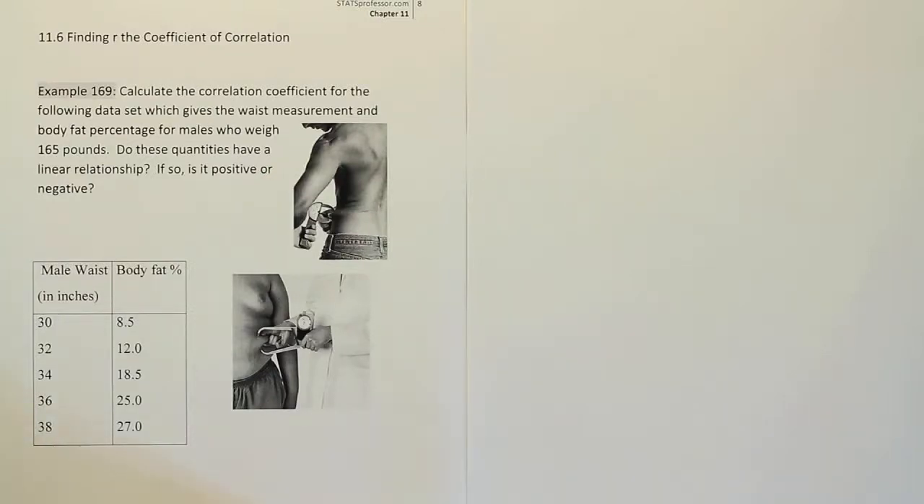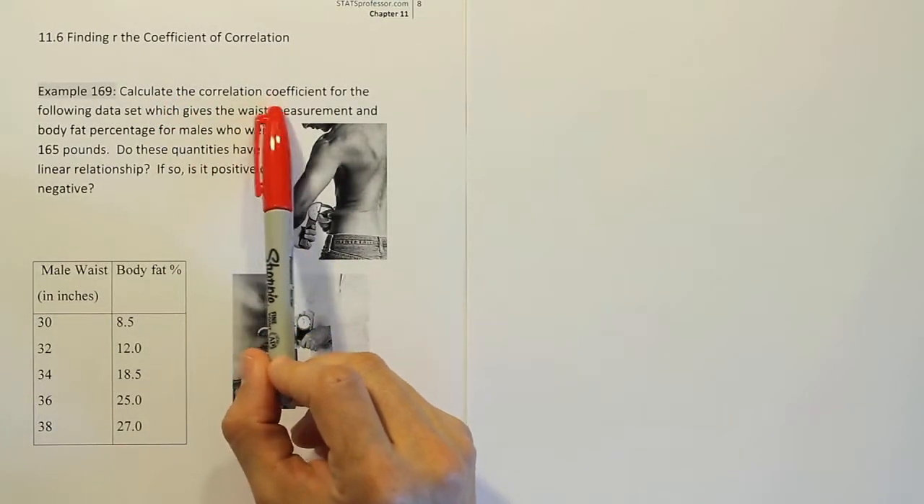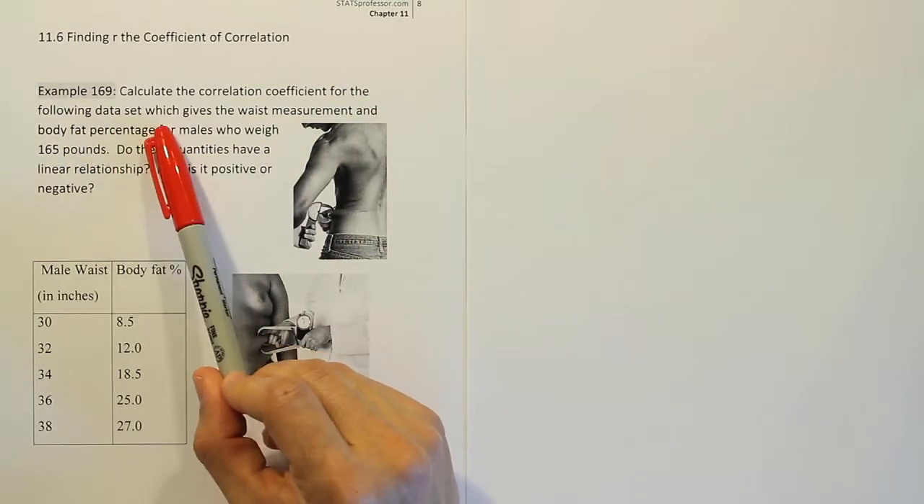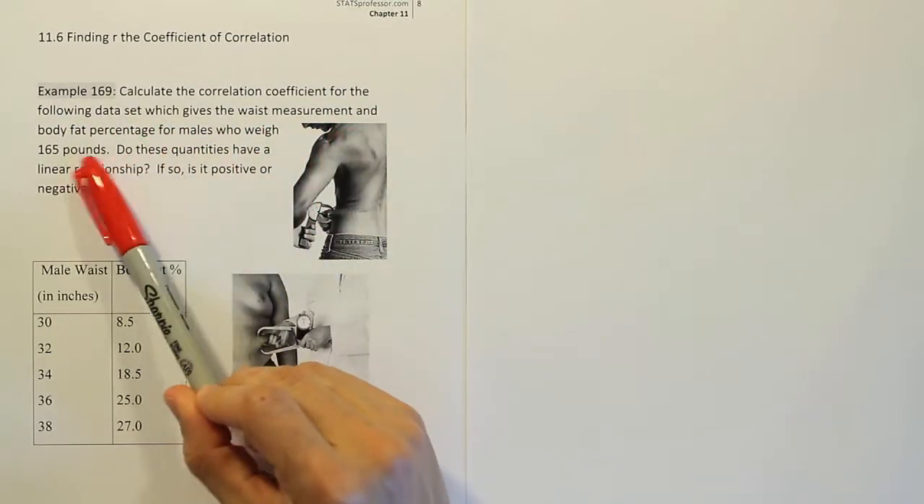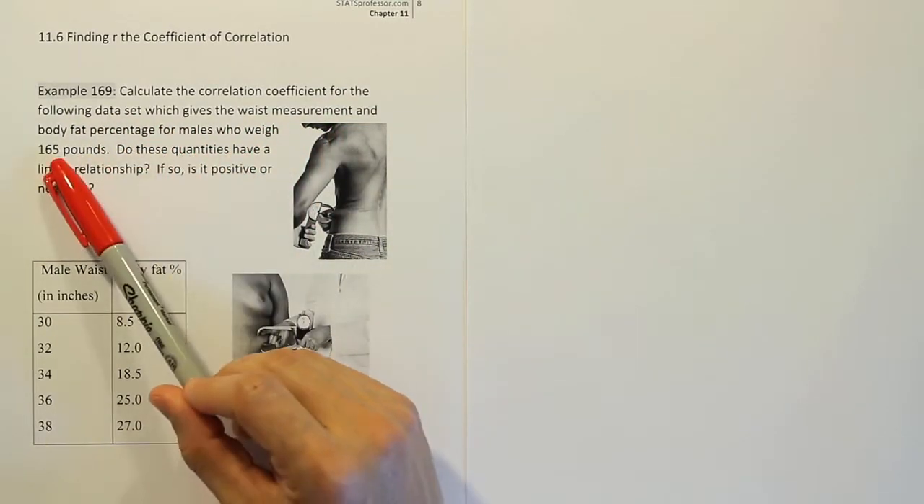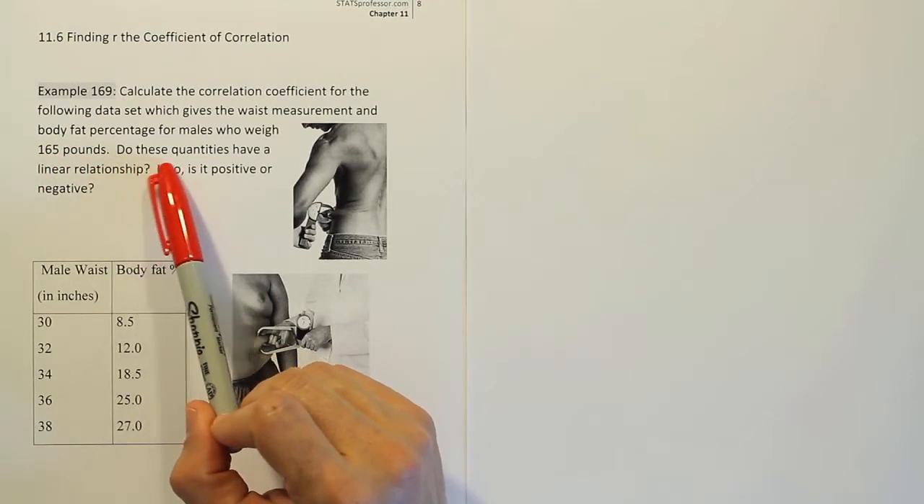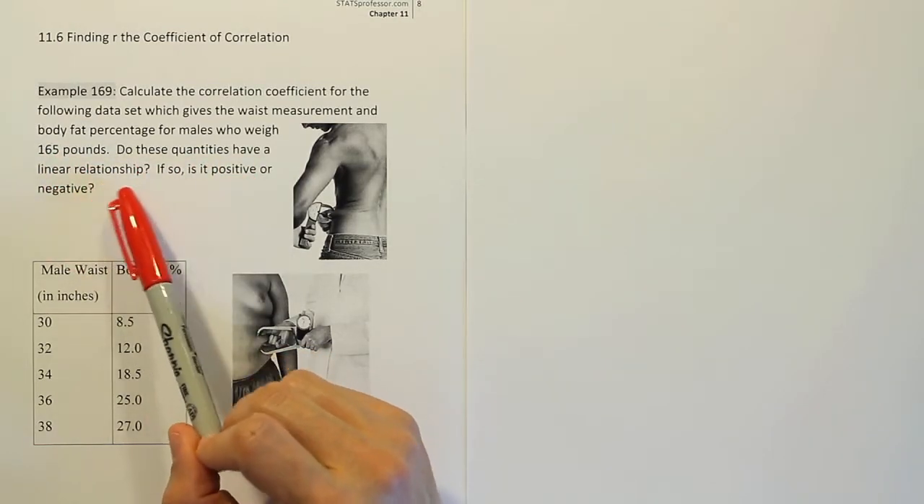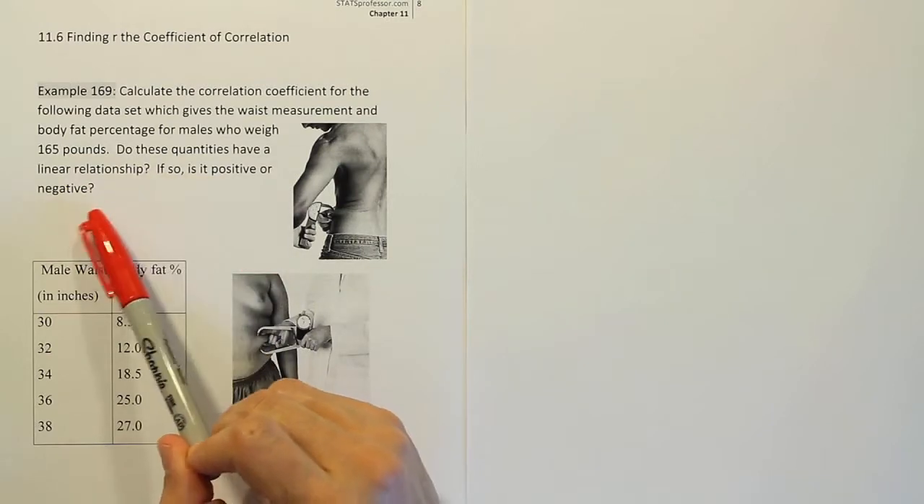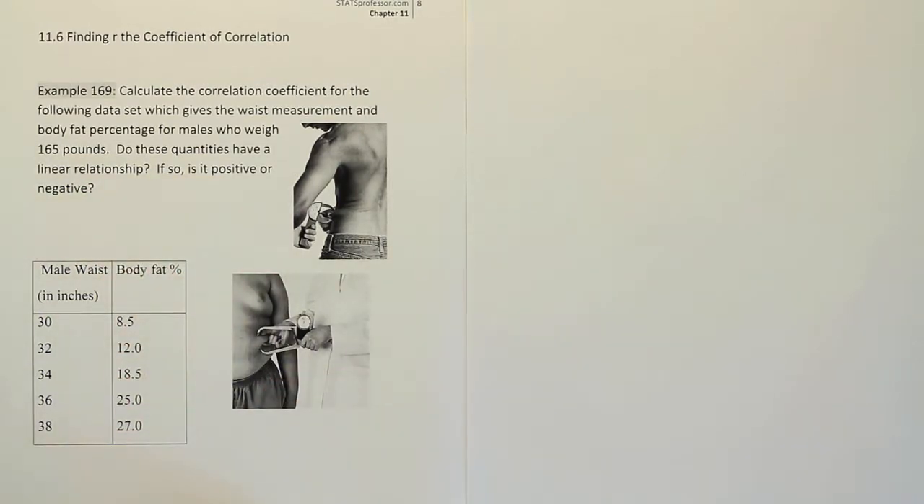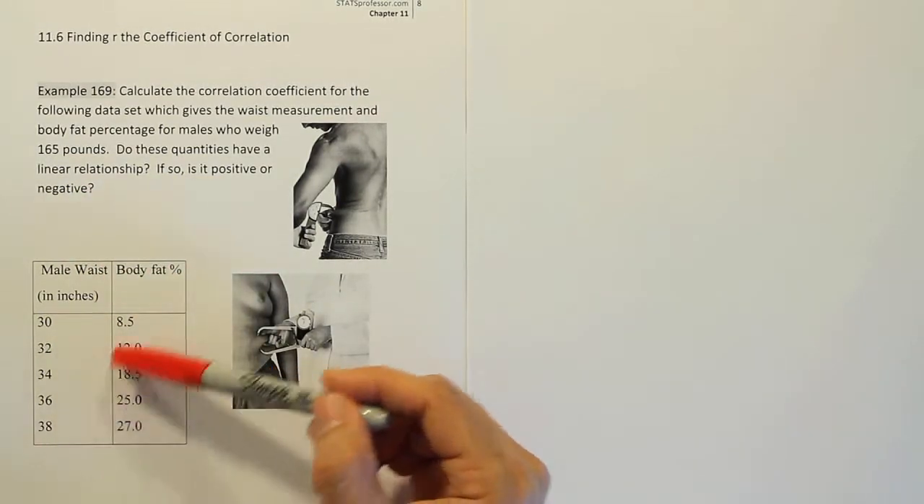Example 169. Calculate the correlation coefficient for the following data set, which gives the waist measurement and body fat percentage for males who weigh 165 pounds. Do these quantities have a linear relationship? If so, is it positive or negative? Okay, so we have the data provided to us, right?